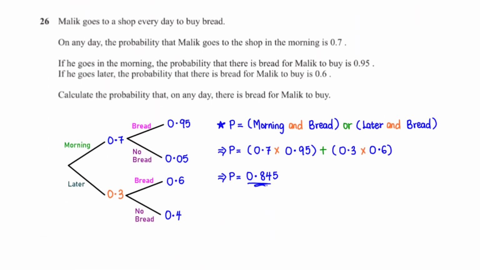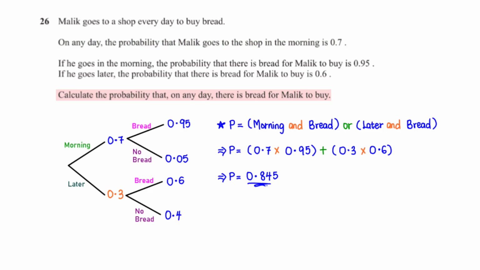Malik goes to a shop every day to buy bread. Calculate the probability that on any day there is bread for Malik to buy. To help us visualize this problem better, we can draw a tree diagram. We've been told that the probability that Malik goes to the shop in the morning is 0.7. When we subtract 0.7 from 1, we get 0.3, which is the probability that Malik does not go to the shop in the morning.